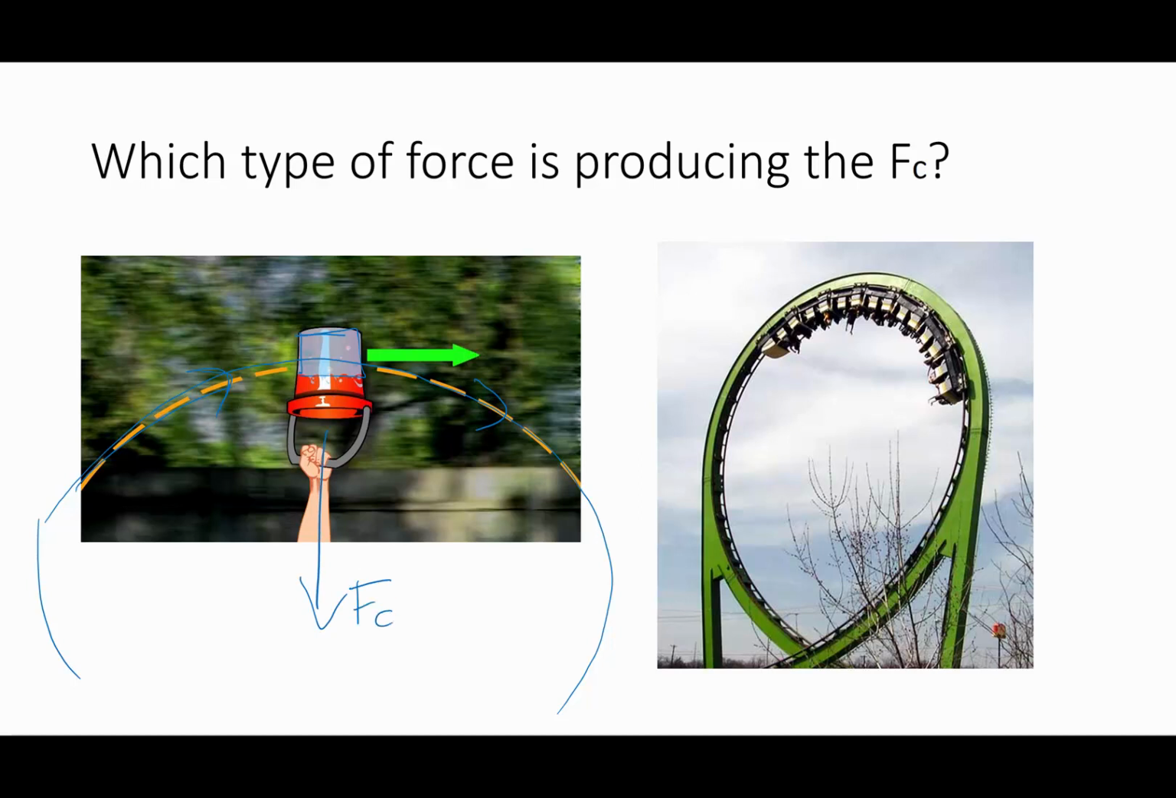Well, it's kind of a combination of things. One, there's tension in the muscles. The tension is then being transferred into the bucket, and it is the normal force of the bucket at the very, very top that's pushing on the water, making it go in a circle. And also at the tippy, tippy top, one of the forces downward on this water is gravity.